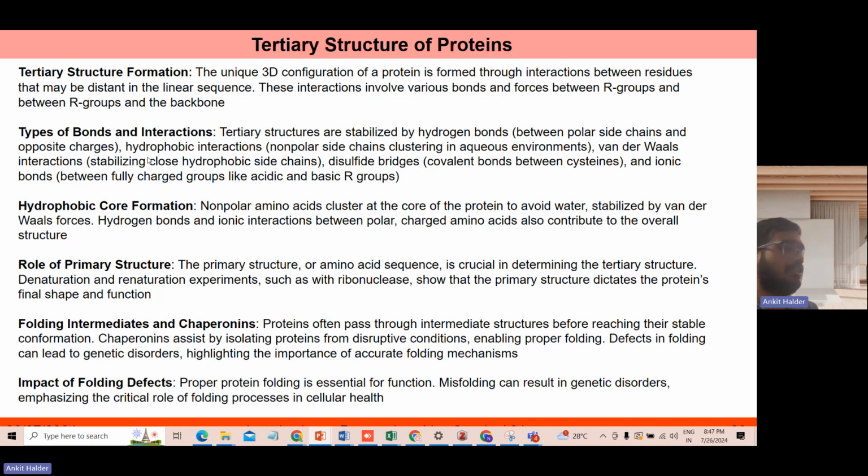So, types of bonds and interactions. Tertiary structures are stabilized by hydrogen bonds and van der Waals interactions. In the secondary structure, the bonds formed were hydrogen bonds. Now the bonds that help to stabilize the structures are generally hydrogen bonds, hydrophobic interactions, van der Waals interactions, disulfide bridges, and ionic bonds. Hydrophobic core formation: non-polar amino acids cluster at the core of the protein to avoid water. So this is very important.